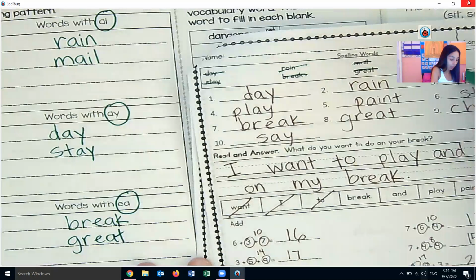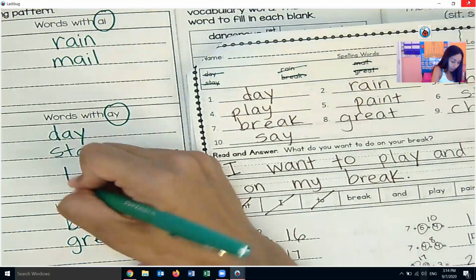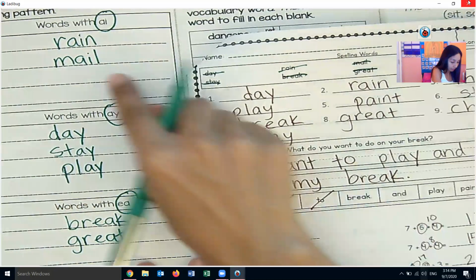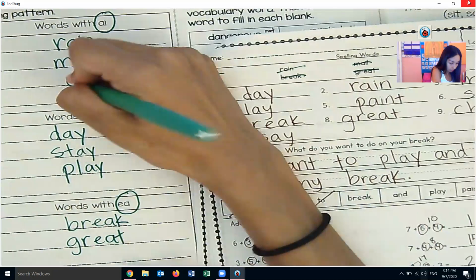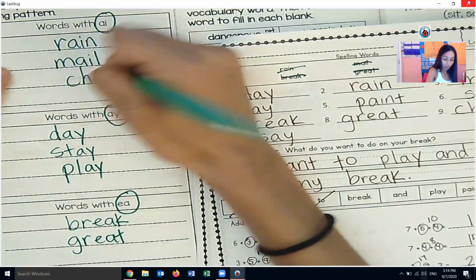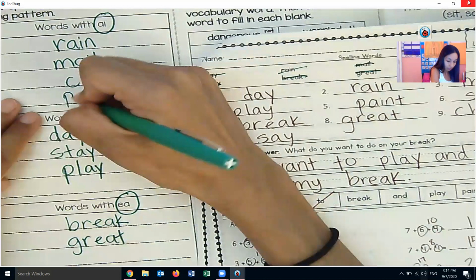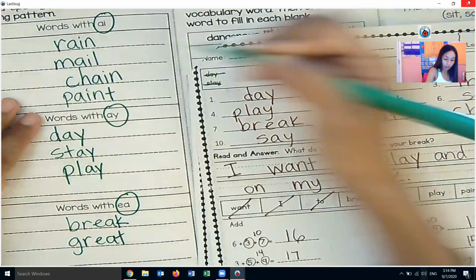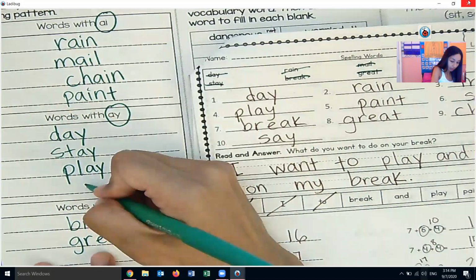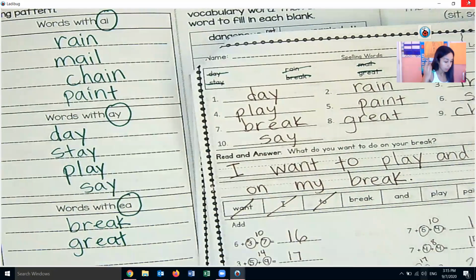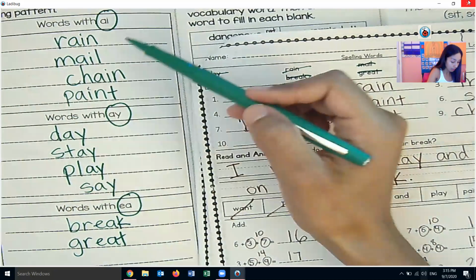Play has AY. Chain has AI. Paint has AI. And then lastly, we have say, has AY. Say. So then that's our word sort. So we have the AIs, AYs, EAs.